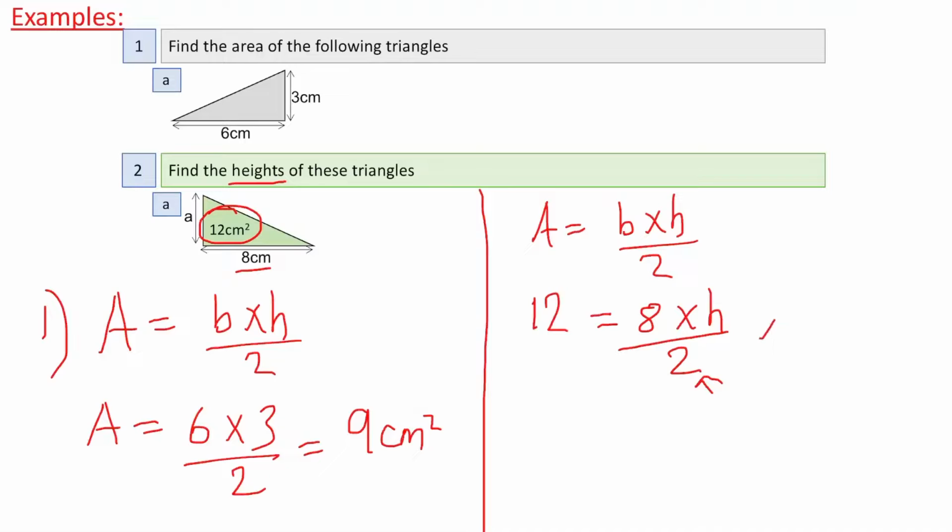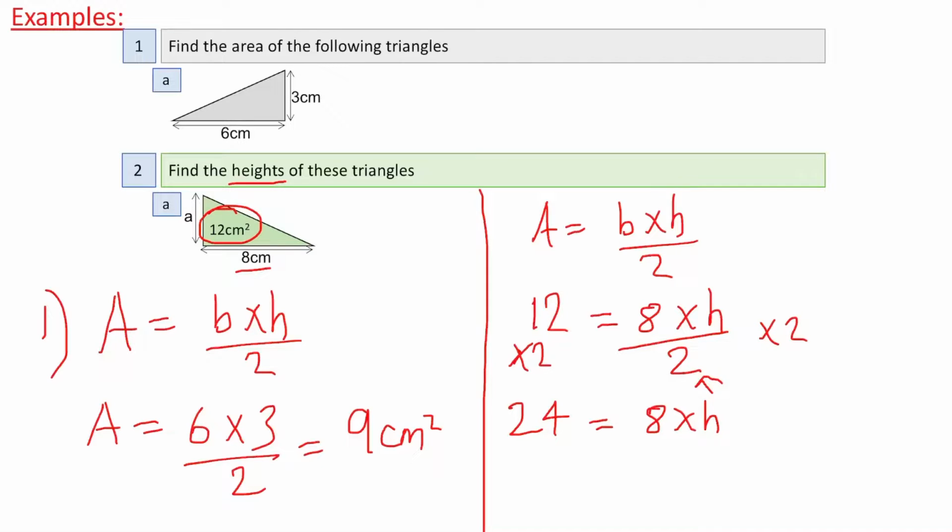So what we are going to do is multiply both sides by 2 because we are going to use inverse operations. Remember, this line is divide. So 12 times, so inverse of division is multiplication. So that is what we are going to do to both sides of the equal sign. 12 times 2 is 24. And then we've got 8 times h on the right hand side.